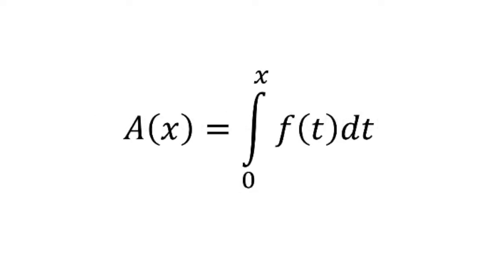Here's an example of an accumulation function. It looks like a definite integral, except there are two variables. t is used as an input to f, and x is used as the upper bound of integration. You might be wondering, what is this and why is it useful?